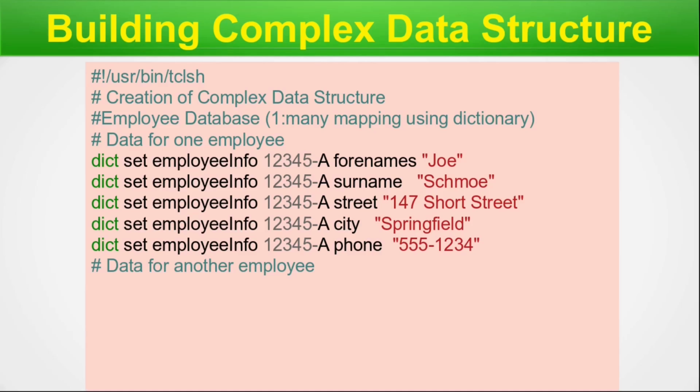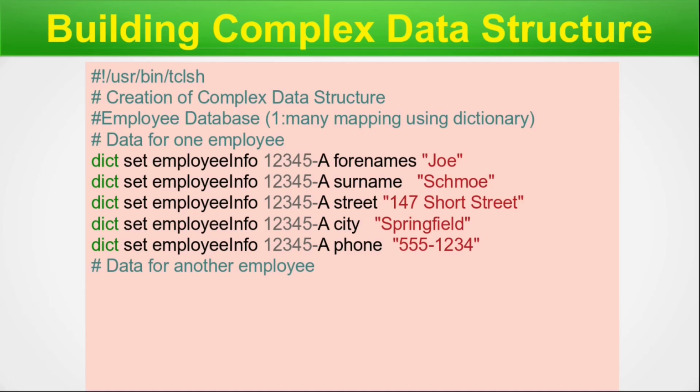So for the data structure, you can see for one particular key how many hierarchy levels we are going through. For the particular key, the employee code 12345-A, we are saving forename, surname, street, city and phone. So there is another level down, okay. So forename is mapped with the value Joe, surname is Moy, and street is short street, okay, like that.